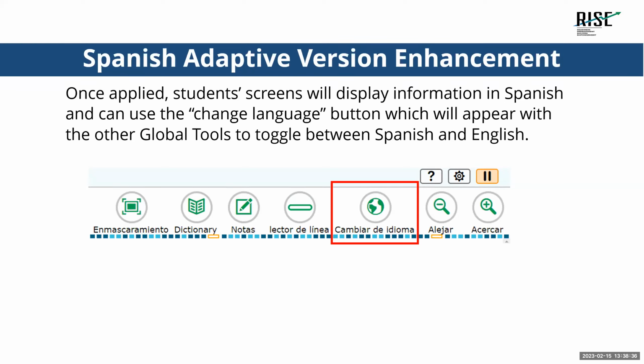Okay. And does that feature have to have been used throughout the year before it can be used on the final assessment? No. But I would definitely recommend using a training test before. All right, so once it is applied, this is what it's going to look like on a student screen. It's going to display the information in Spanish, and then the student can use the little earth to change the language button between Spanish and English.